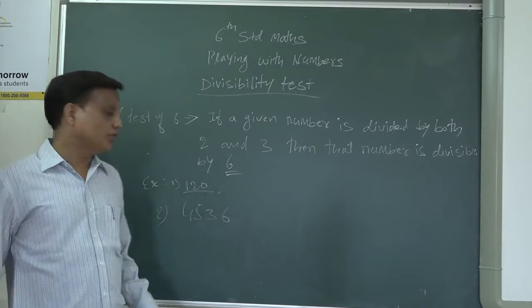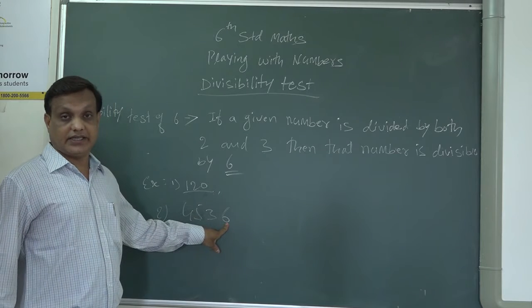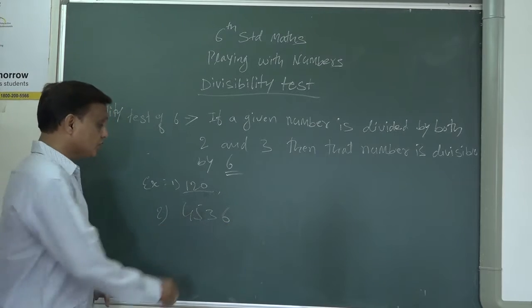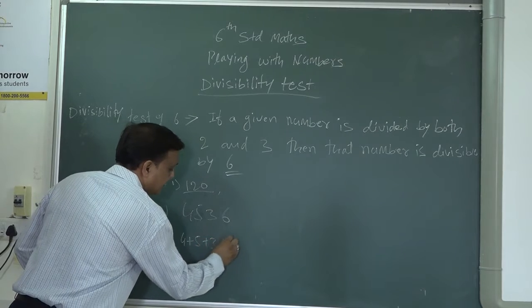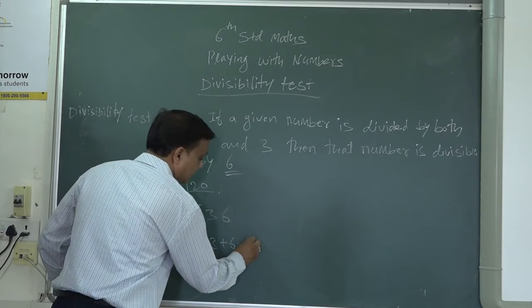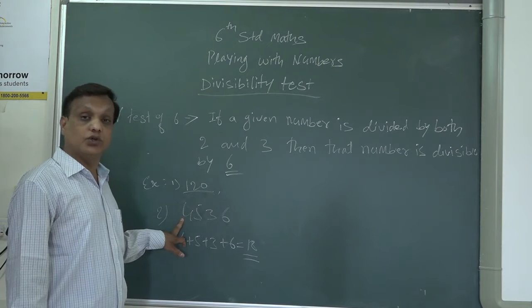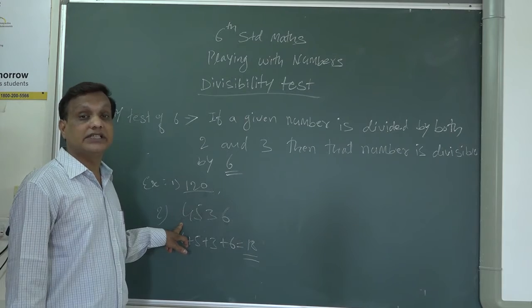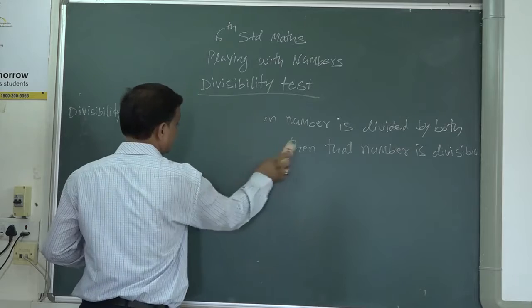4,536. If you see, 6 in the unit place is divisible by 2, so this is divisible by 2. And for 3, 4 plus 5 plus 3 plus 6: 9, 12, 18. So 18 is also divisible by 3. So this number is divisible by both 2 and 3. So it means this number is also divisible by 6.